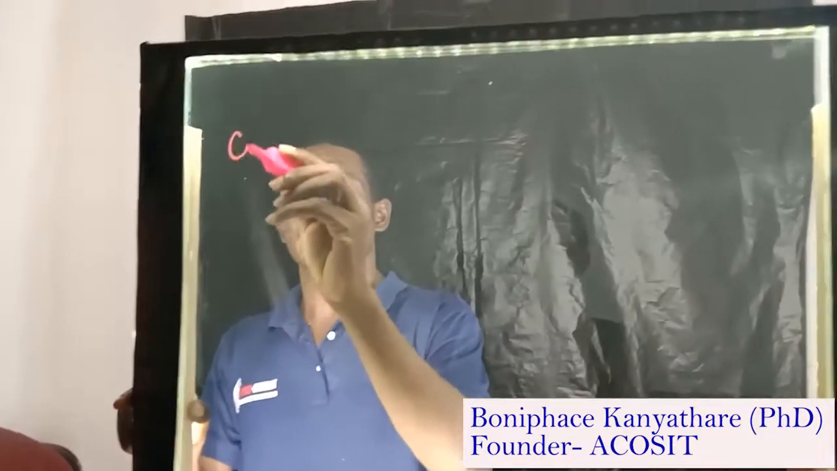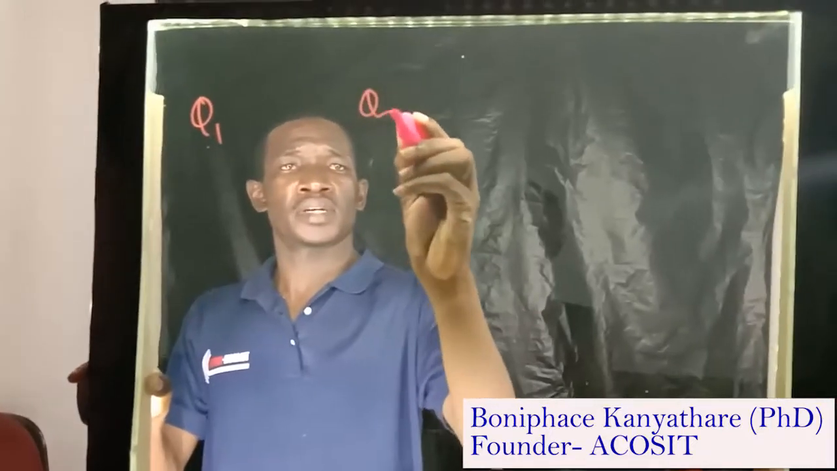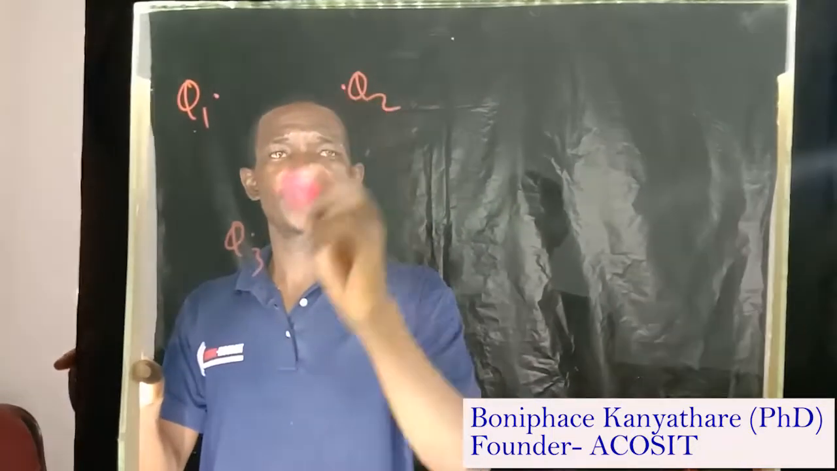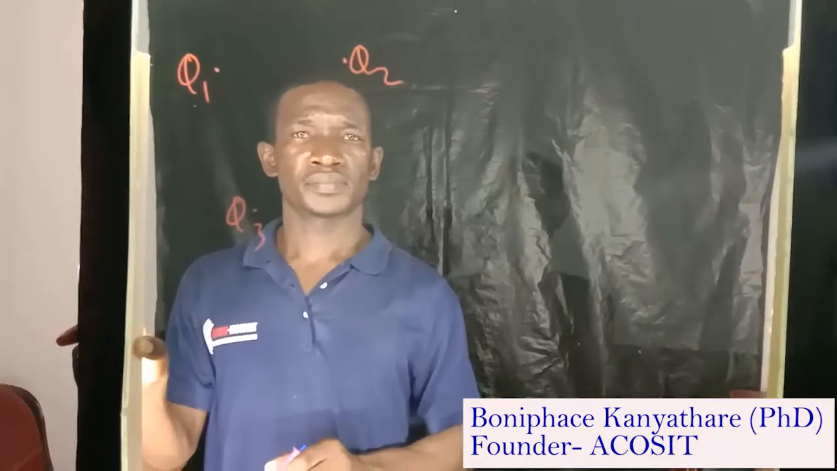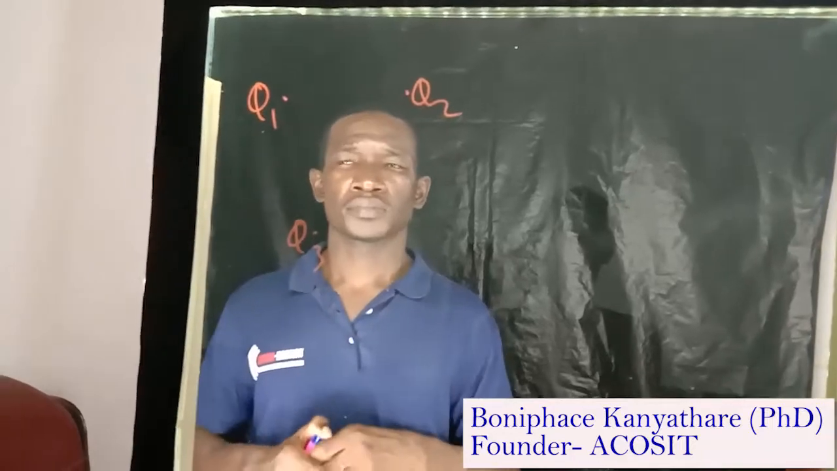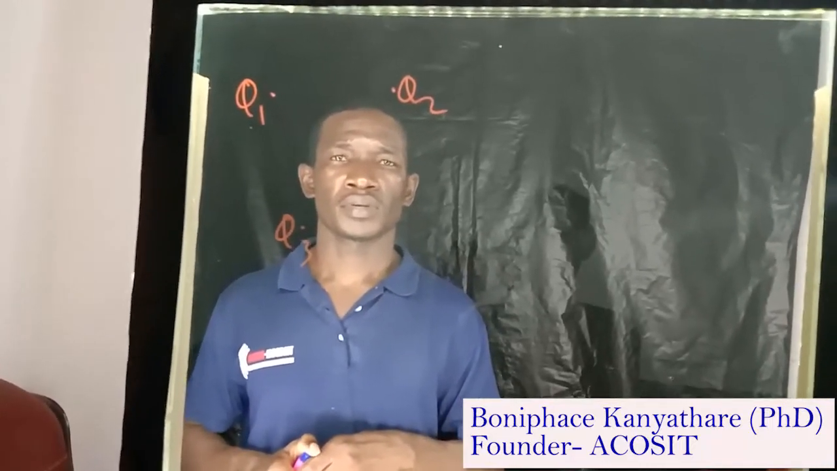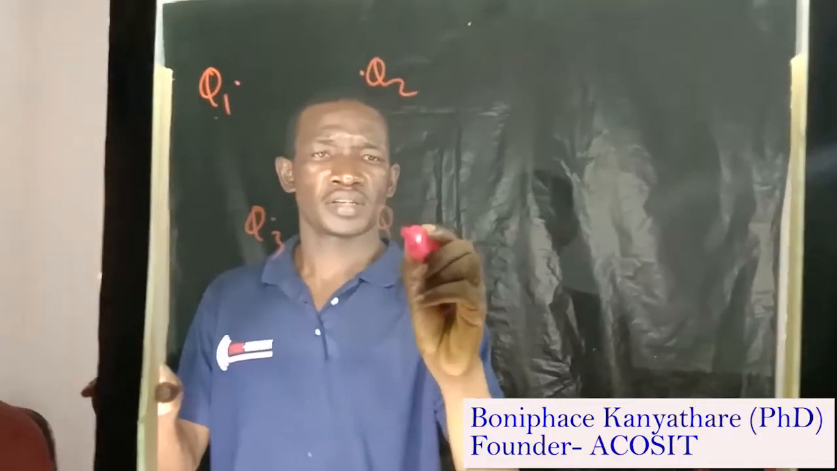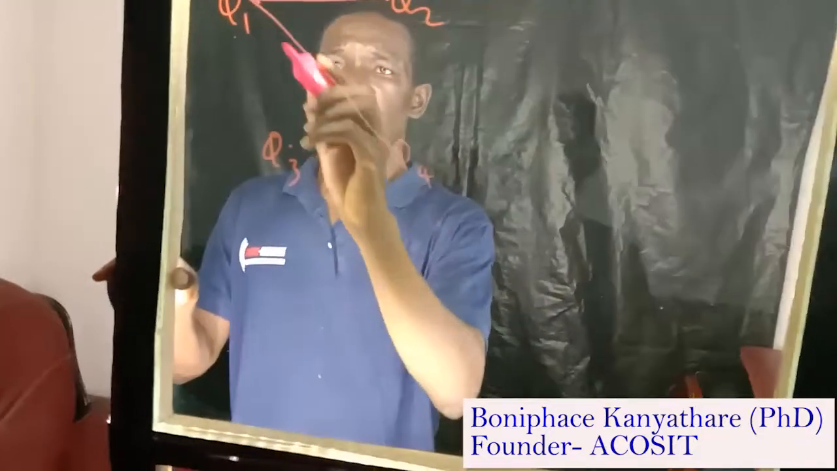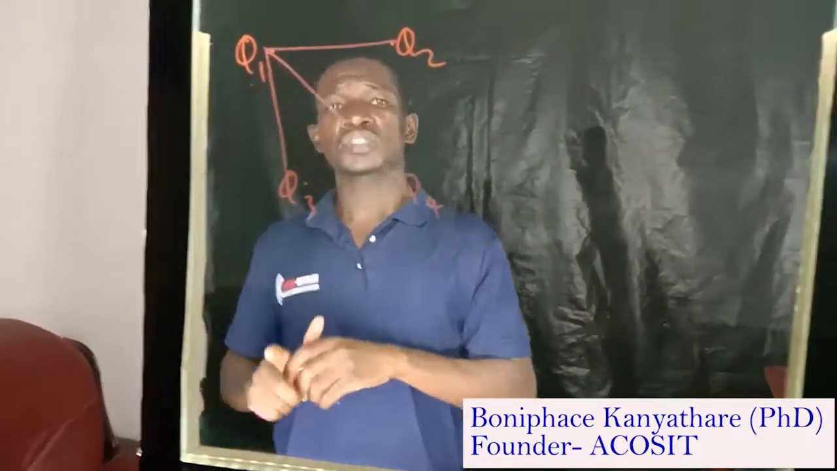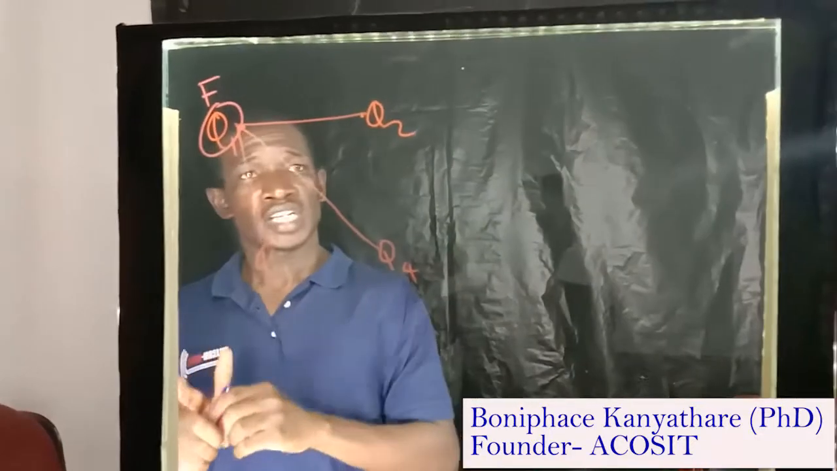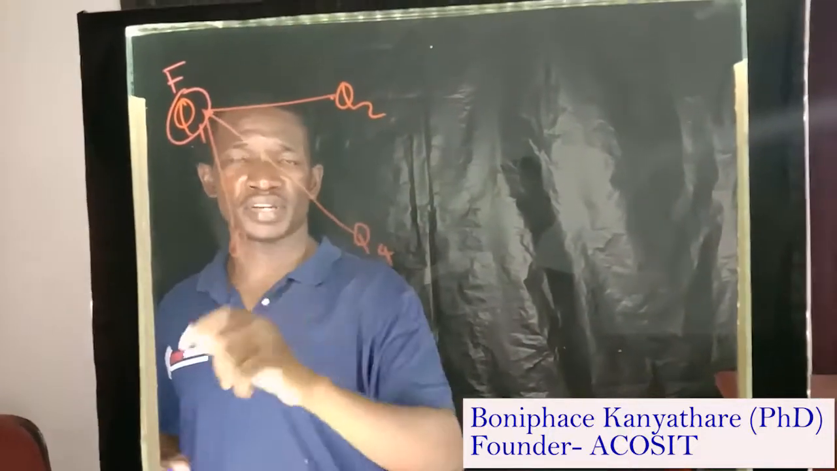Let's say we have Q1 here, we have Q2 here, we have Q3 here. These are different point charges. What do we do? And even we have Q4 here. So you have this distance, you have this distance, you have this distance. What is the force at Q1? Force here, due to Q2, Q4, and Q3.